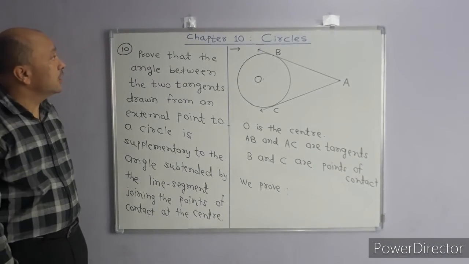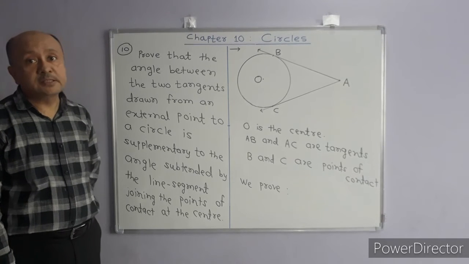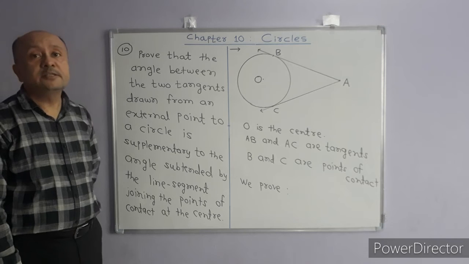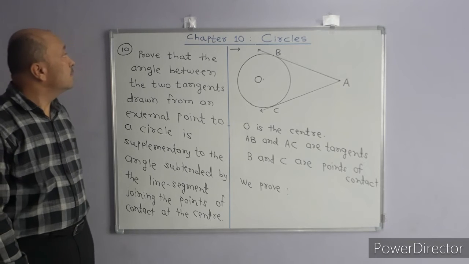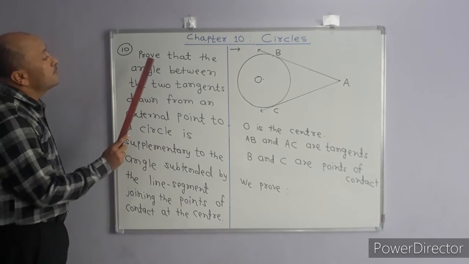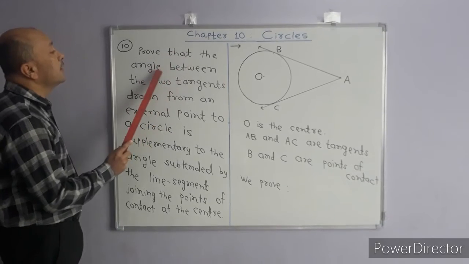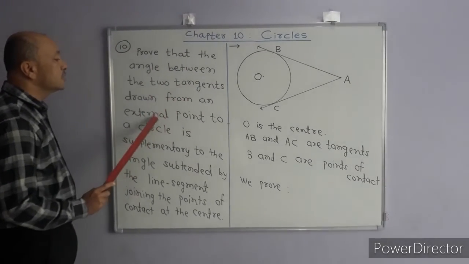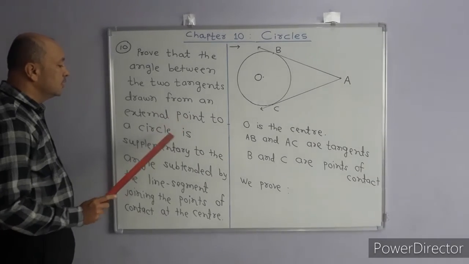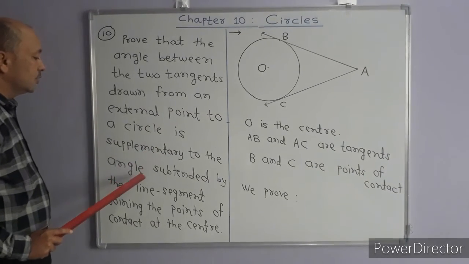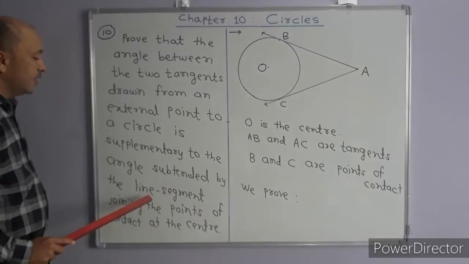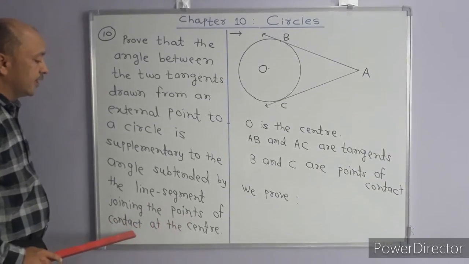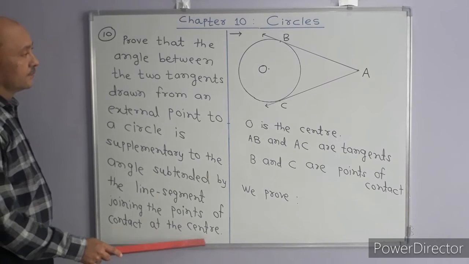Students, let us solve example number 10 from exercise 10.2. So we are solving from exercise 10.2 the example number 10. Prove that the angle between the two tangents drawn from an external point to a circle is supplementary to the angle subtended by the line segment joining the points of contact at the center.